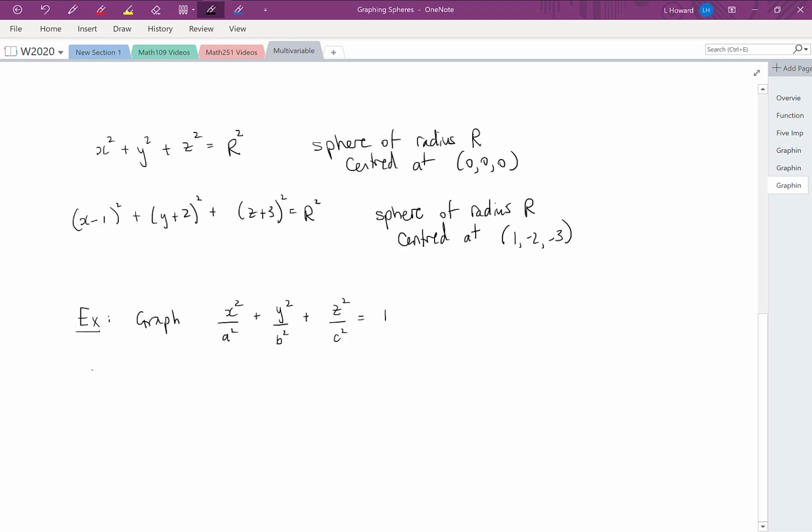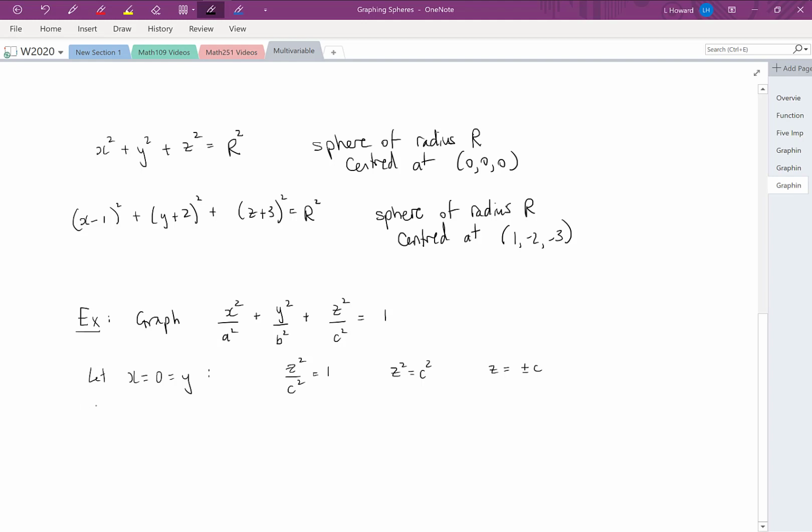So if we wanted to graph this, my trick for getting some points on the surface would be to let both x and y equal 0. Let's plug that in and see what that means for z. So if x and y were both 0 in this equation, we would end up with z squared over c squared equals 1. In other words, that tells us that z squared equals c squared, and that gives us two different possible z values. So z could be either plus or minus c.